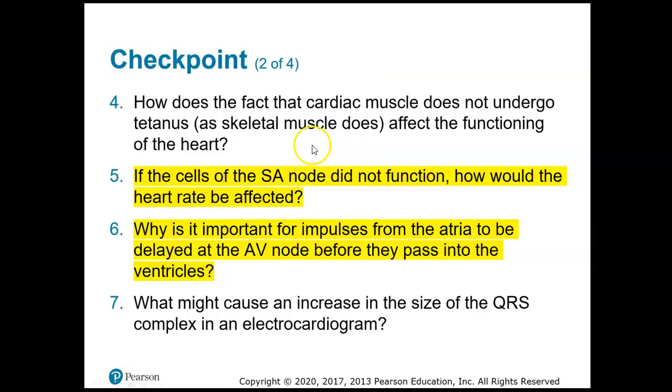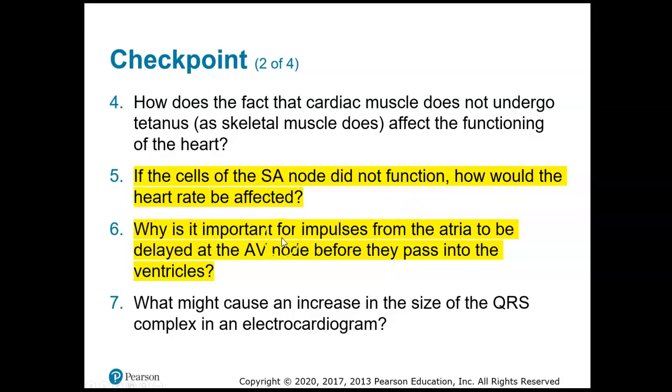All right, questions? Checkpoint question 5. If the cells of the SA node did not function, how would the heart rate be affected? It would be slowed because the SA node sets the heart rate, and it's faster than the rate that the AV node would set. So if the SA node stopped working, then the AV node would take over, and it's going to cause the heart rate to be slowed down.